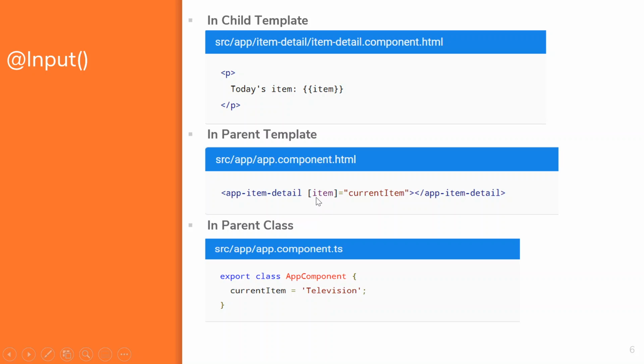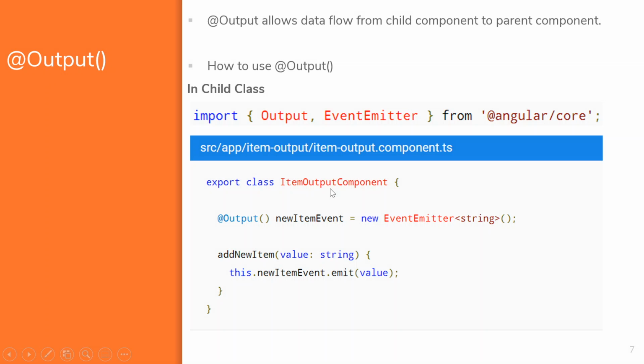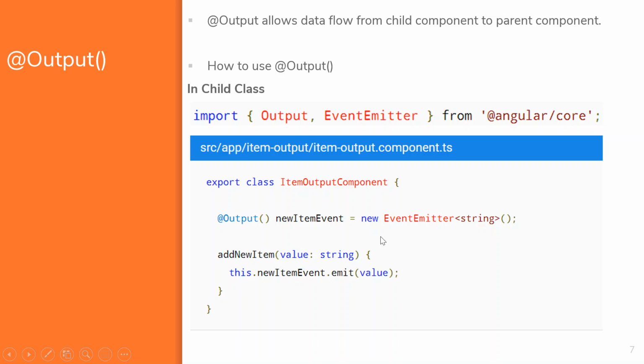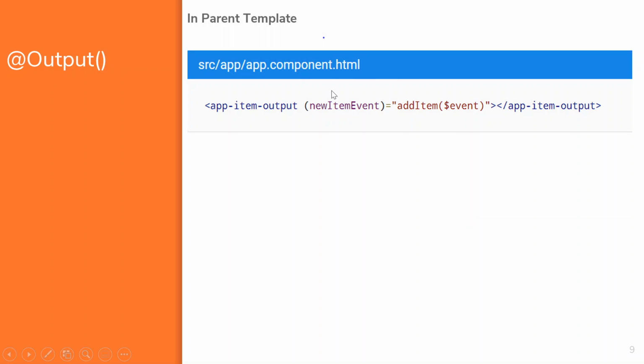In input, we used the item variable as a variable where the data should flow from parent to child. So we used property binding, item. But here new item event is not a variable but an event emitter, which is actually an event. So we cannot use property binding here. You can use event binding only here. So new item event is an event, so we are having event binding over here.